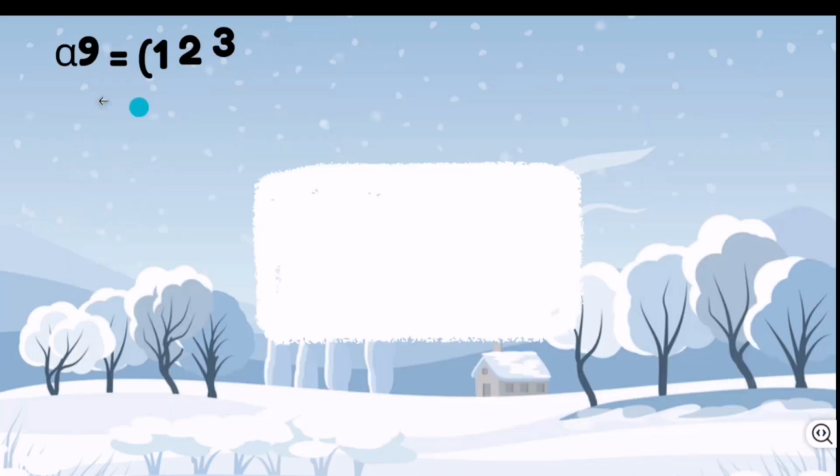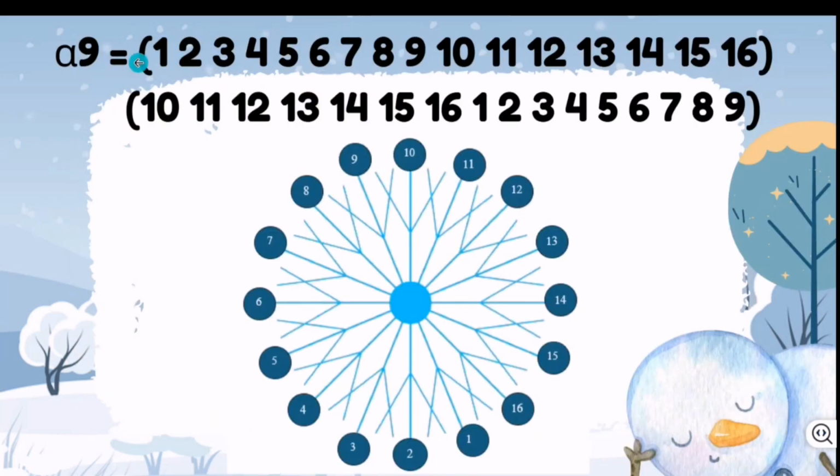And we have alpha sub 9, and it is equal to 1 to 10, 2 to 11, 3 to 12, 4 to 13, 5 to 14, 6 to 15, 7 to 16, 8 to 1, 9 to 2, 10 to 3, 11 to 4, 12 to 5, 13 to 6, 14 to 7, 15 to 8, and 16 to 9.